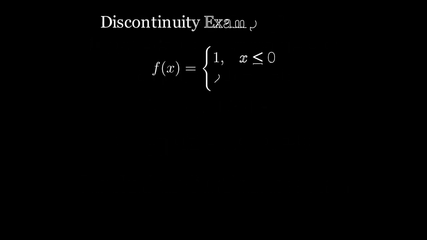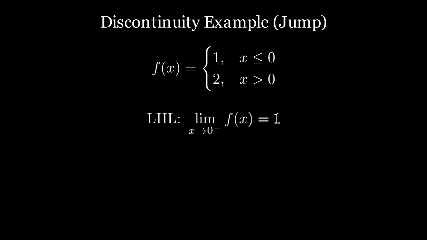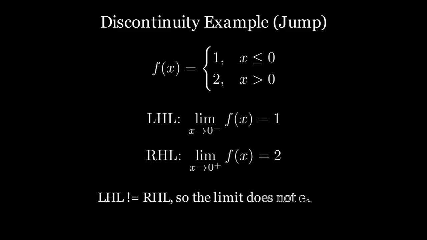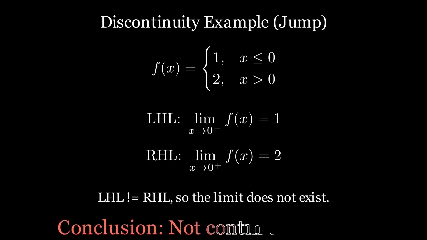Now, consider a piecewise function where f(x) is 1 for x less than or equal to 0, and 2 for x greater than 0. At x equals 0, the left-hand limit is 1, but the right-hand limit is 2. Since the LHL does not equal the RHL, the limit does not exist, and therefore the function is not continuous at x equals 0. This is known as a jump discontinuity.